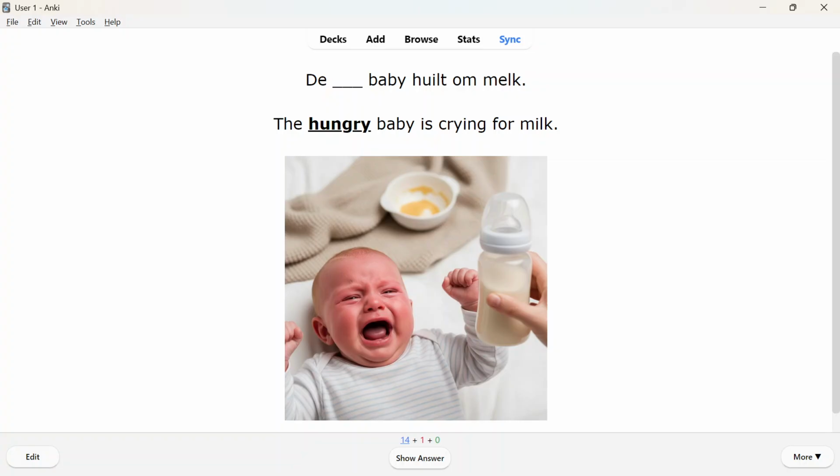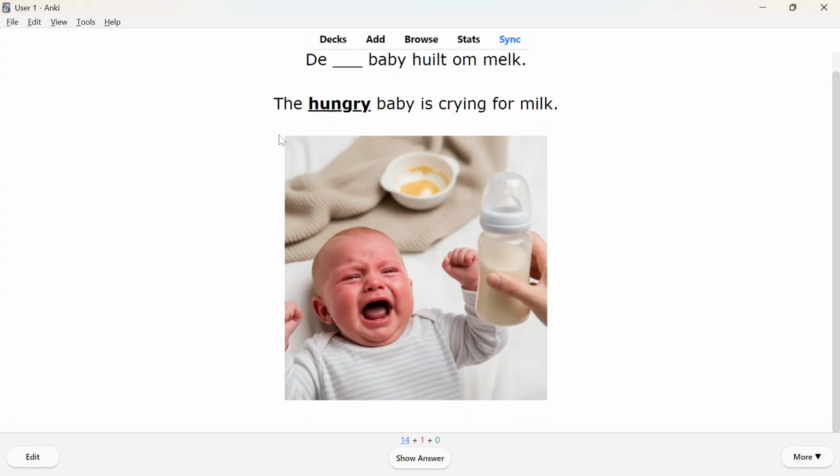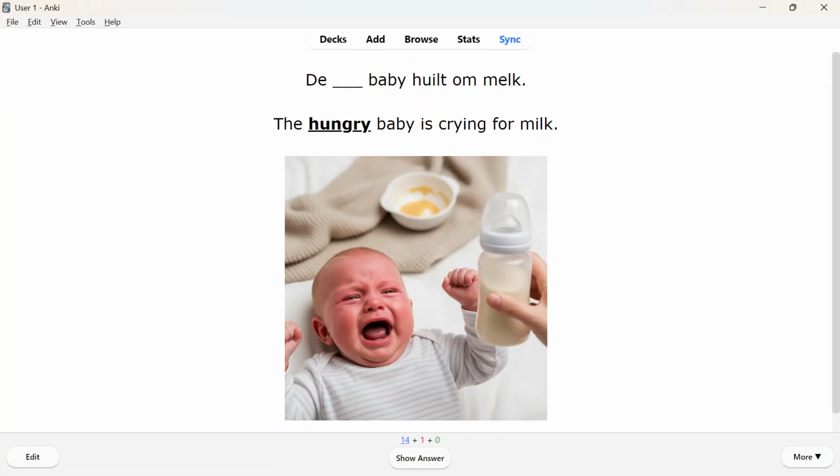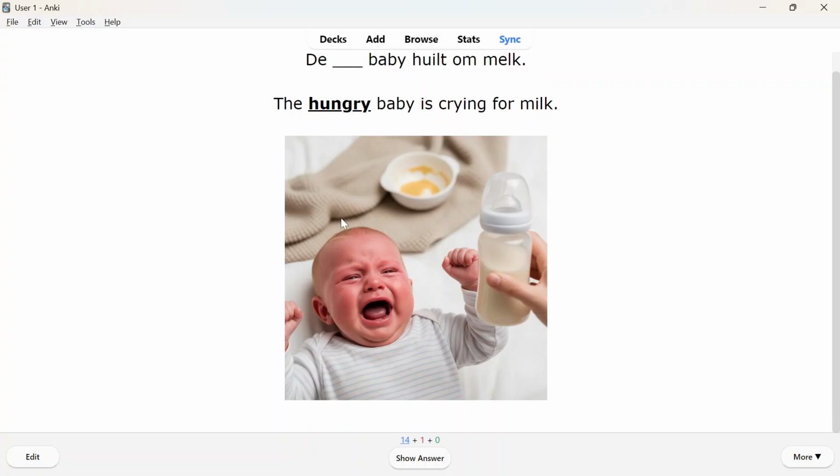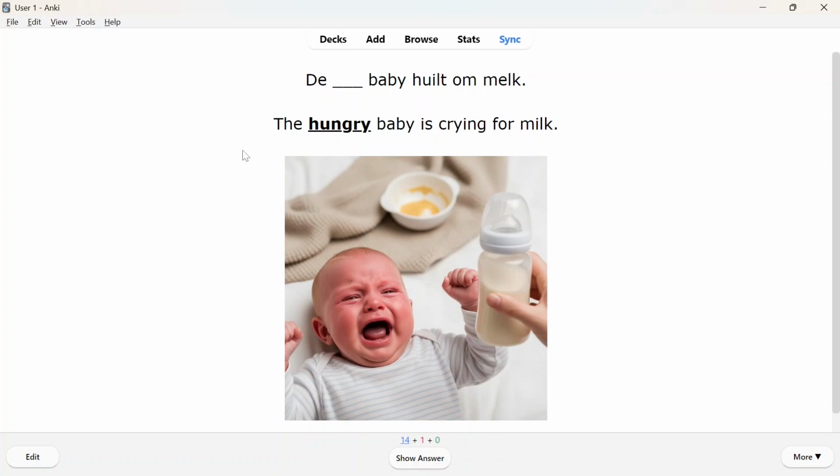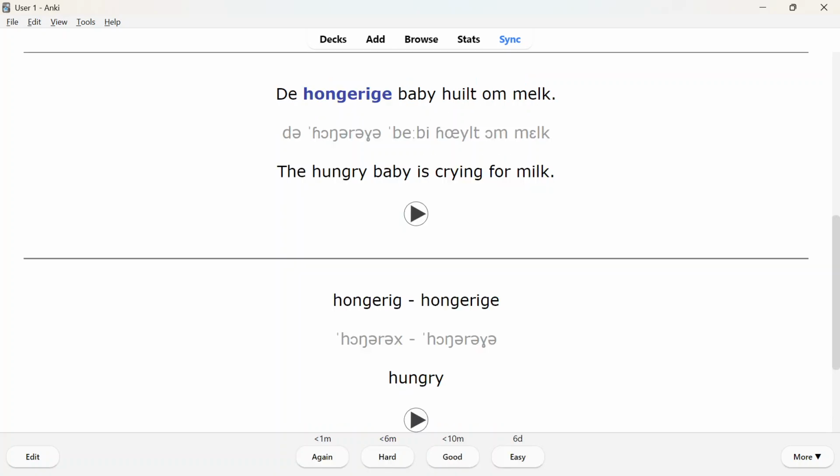The hungry baby is crying for milk. How do you say hungry? And again, the same setup we've seen before. We see a Dutch sentence with a blank area. We see a picture right over here and hungry. De hongerige baby huilt om melk.